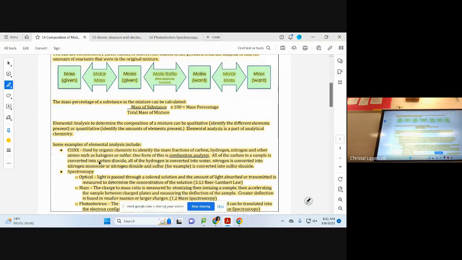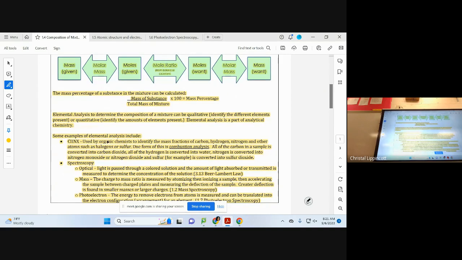What we're going to do is, this is commonly done as a combustion analysis. They'll take some sort of substance and they will burn it. The carbon in that sample is all converted into carbon dioxide, and all of the hydrogen is converted into water.